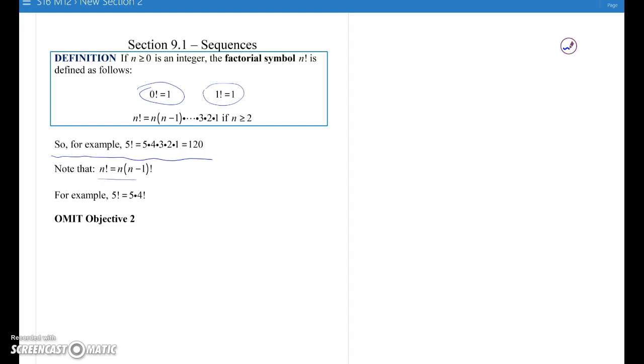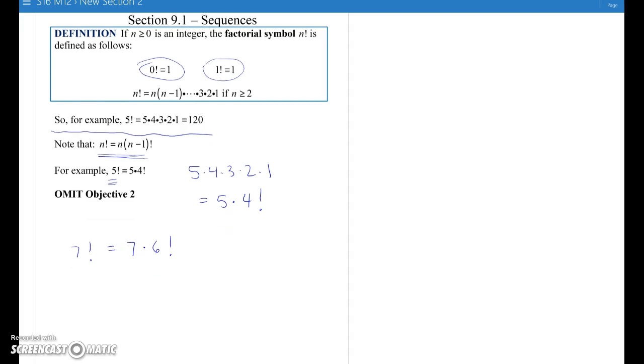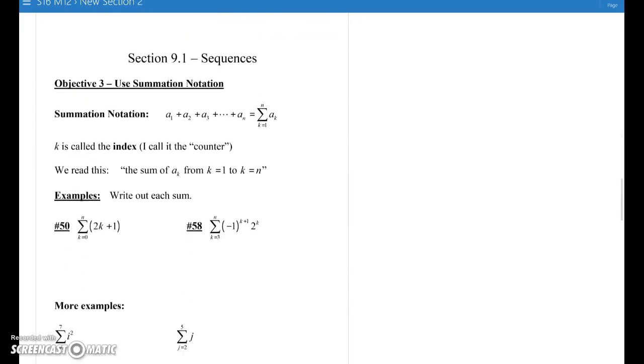Well, notice that if you have a number factorial, that 5 factorial equals 5 times 4 factorial. So that's going to happen in general. If you have 7 factorial, you can take out the 7 and the rest of the terms will make 6 factorial. So that's just a handy thing to know.